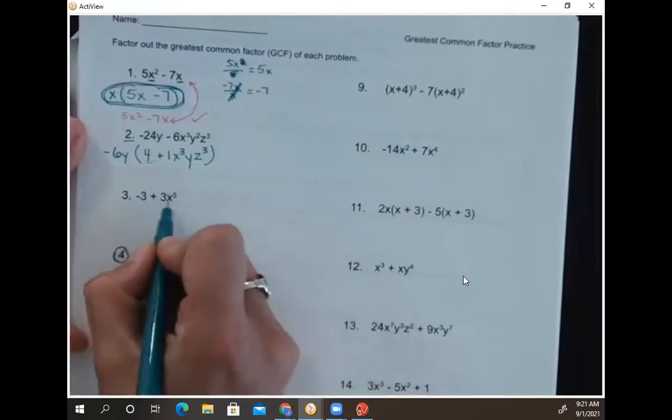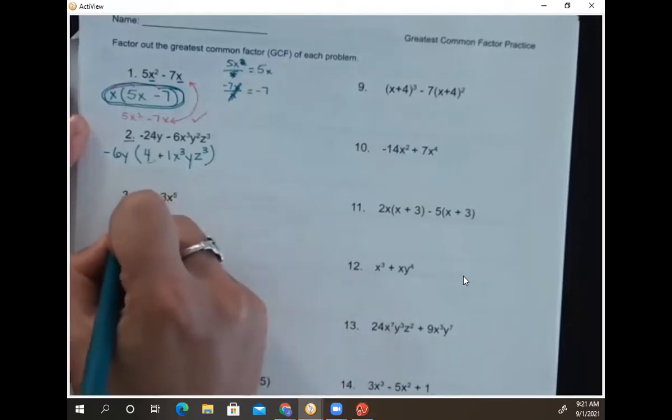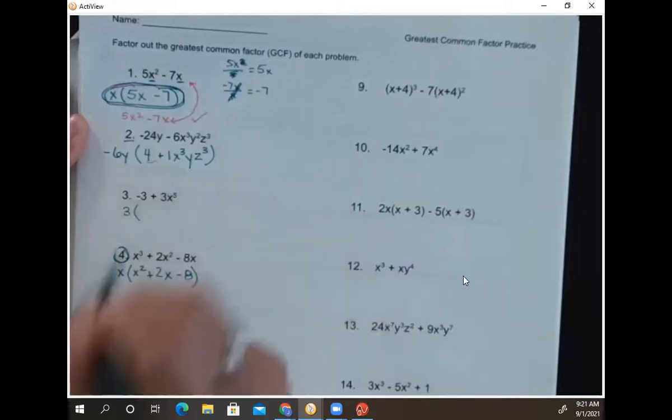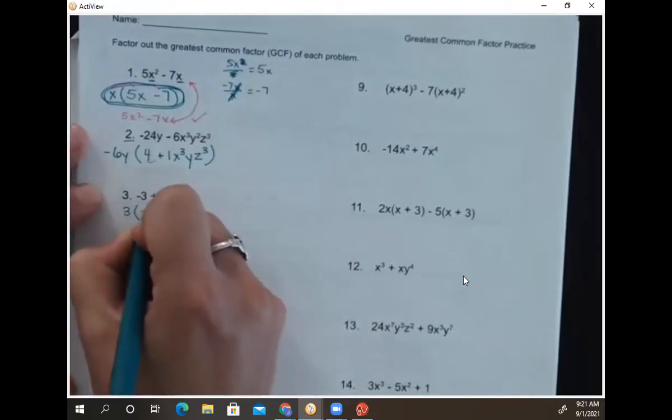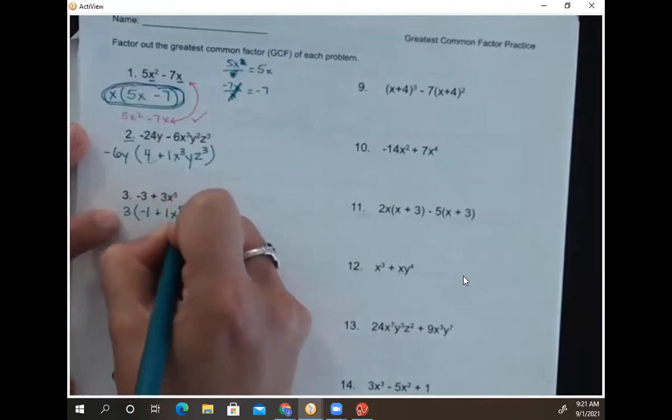What's common to both of my terms in number 3? I have a common factor of 3 there. So if I divide out that 3 or factor out that 3, I would be left with -1 plus 1x to the 5th.